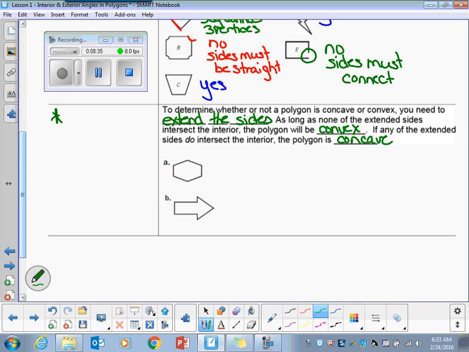Okay, so looking at this first one, I've got a convex. The second one, however, look at that, I'm going through the inside. Concave. It only has to go in the interior one time, and you have a concave polygon.